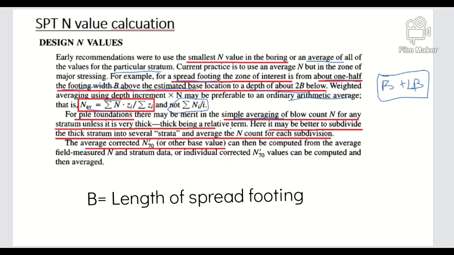Another thing is that the average corrected N70 can be computed from the average field measured N value in the strata. An individual corrected N70 can be computed and then averaged. So at first we can average the N70 and then correct, or otherwise first compute the individual N70 and then average. Both can be followed according to researchers.